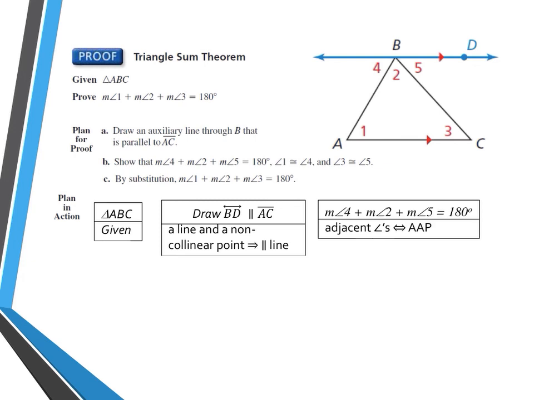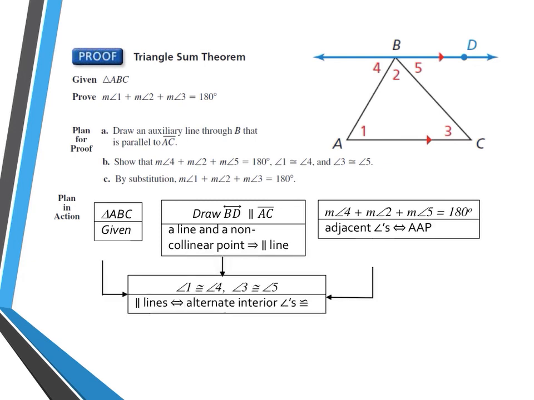Now, all of this is going to help us realize and conclude that angle 1 is congruent to angle 4, and angle 3 is congruent to angle 5. And we can say that angle 4 congruent to angle 1, angle 5 congruent to angle 3, because if we have parallel lines, that implies alternate interior angles are congruent. And this is an idea that we learned in Unit 3 when we had parallel lines cut by a transversal. So here we are seeing this again in our proofs.